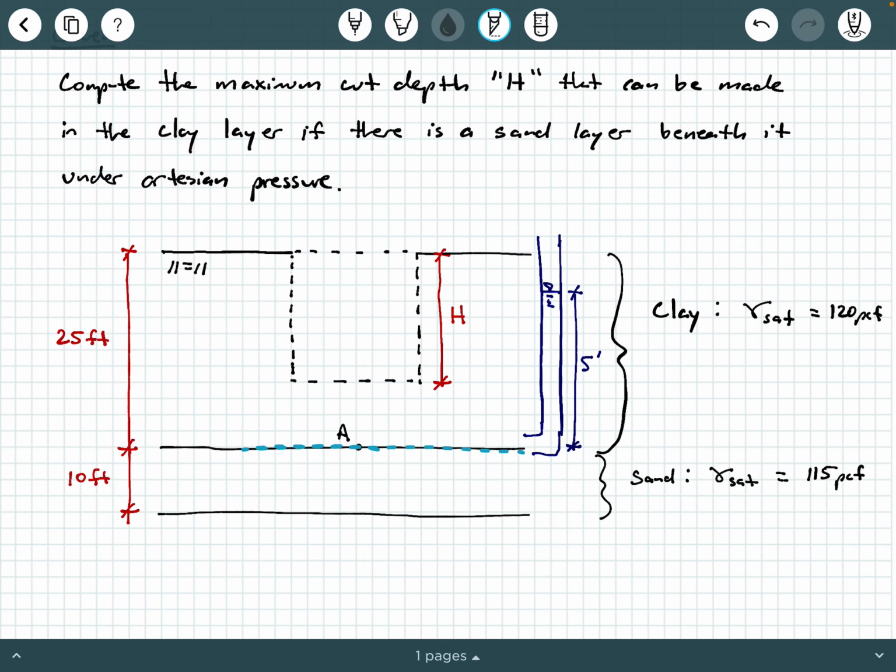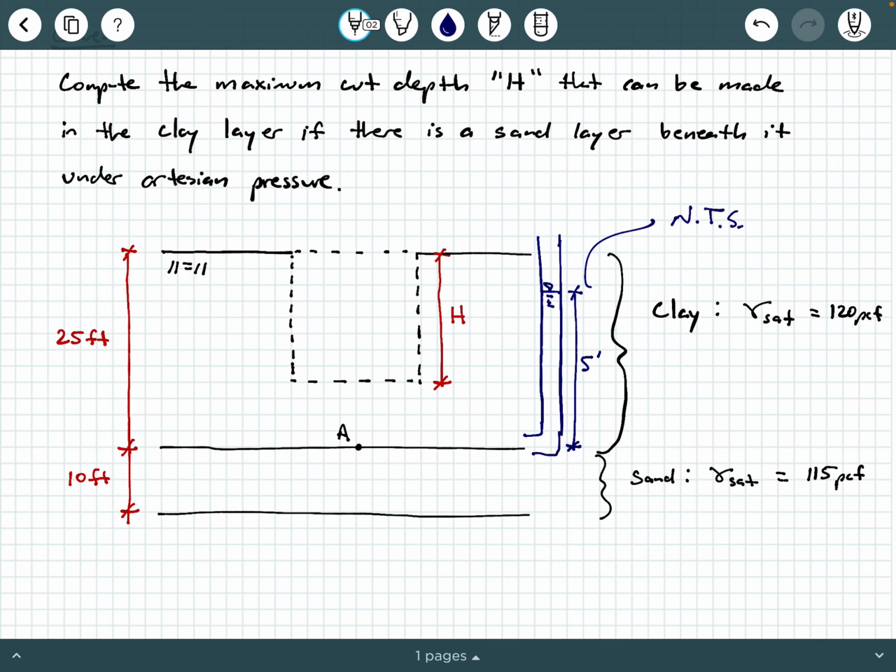Now, a piezometer was installed at the elevation of the interface of the clay layer and the sand layer. So this line right here is the interface between the clay layer, which is above, and the sand layer, which is below. The piezometer was installed, and water in the sand layer causing the pressure rose up the piezometer by 5 feet. Okay, so clearly this is not to scale. We can maybe make a note here that this is NTS, not to scale.